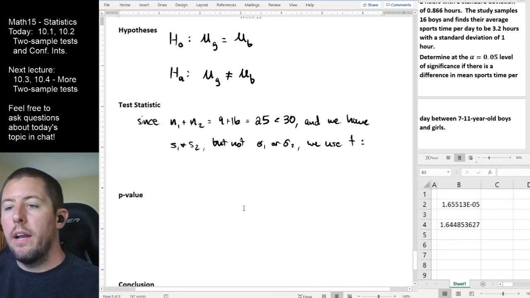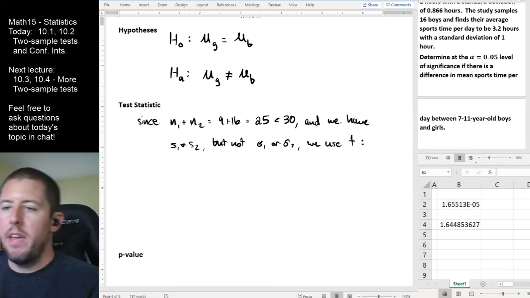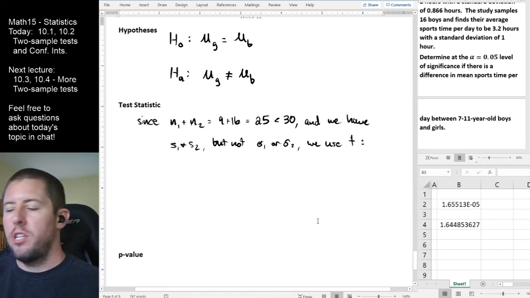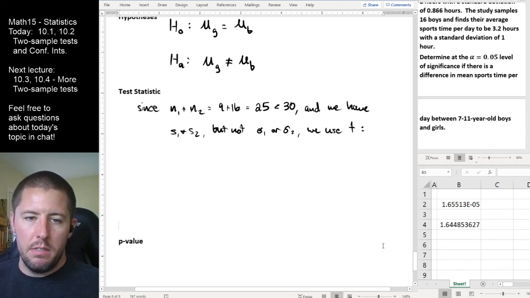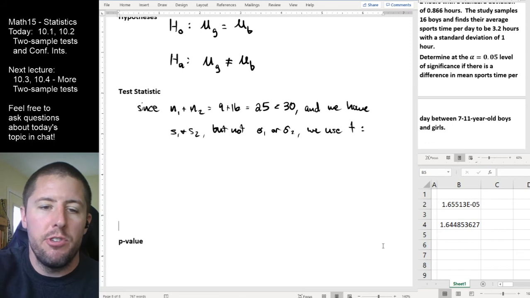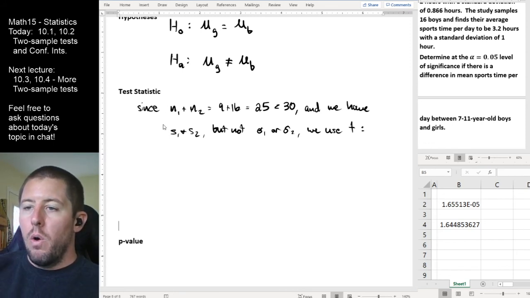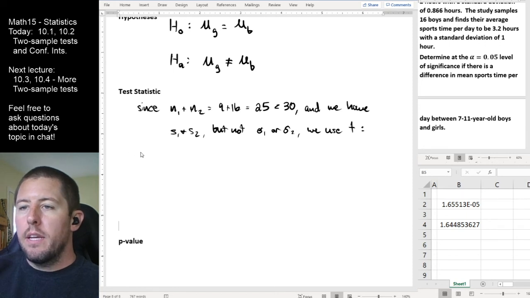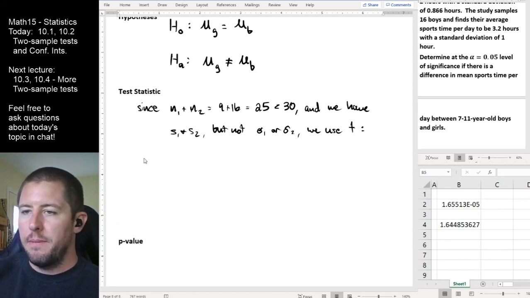So again, our choice between Z and T is determined by what type of standard deviation information we have and how large our sample size is. Here we only have the samples' standard deviations, and we had very small overall sample sizes. So we are going to use a T distribution to reflect that lack of information. What we need to do is compute our test statistic, and to compute our p-value, we'll need to know the degrees of freedom information.